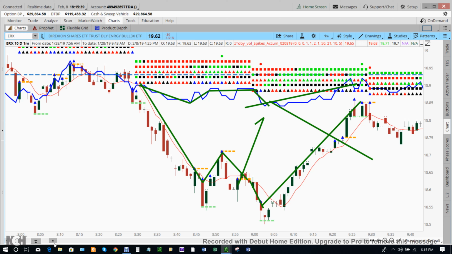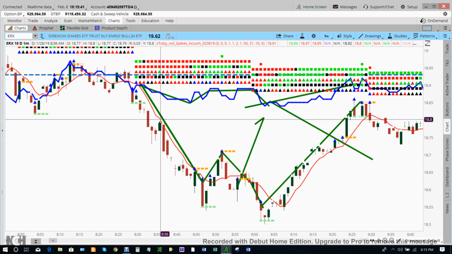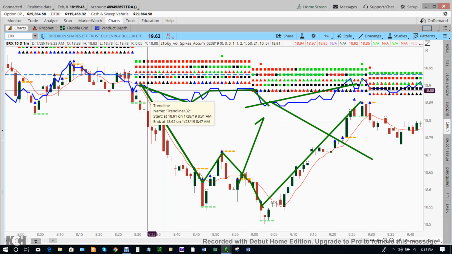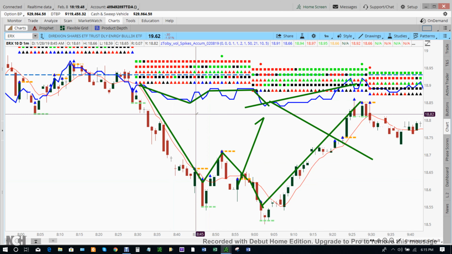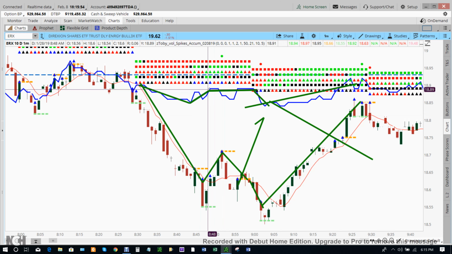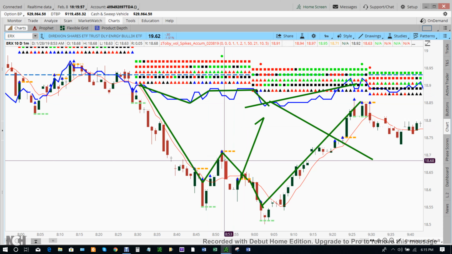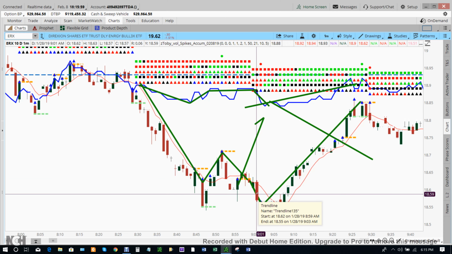Oh, that's a good example too. I'll quickly point out there's a price divergence here. See, the price is going down a lot, and that's going down. Oh, that's not where the price divergence is. I'm sorry. The price divergence is here. The volume's going sideways, and the price is going down. That's where the divergence is.